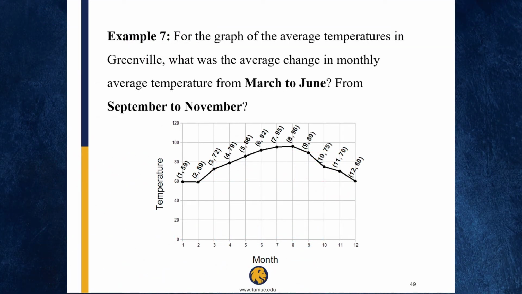Now here's some actual data we can use to think about average rate of change. Obviously this picture we see here isn't along a straight line. It curves up and then down. So when we try to find rate of change, we'll be doing it by an average between 2 points. It says this is actually a graph of average high temperatures in Greenville. And so what we're going to do is find the average change in monthly average temperatures between March and June and September to November.